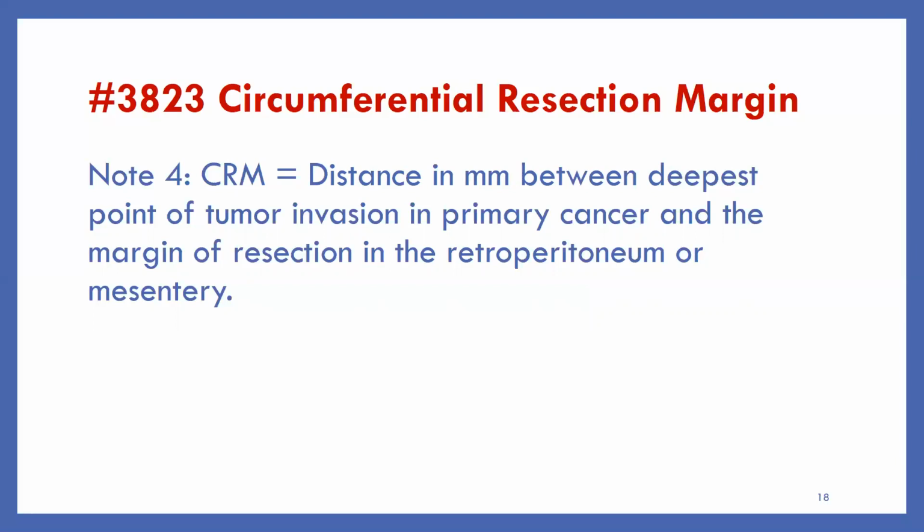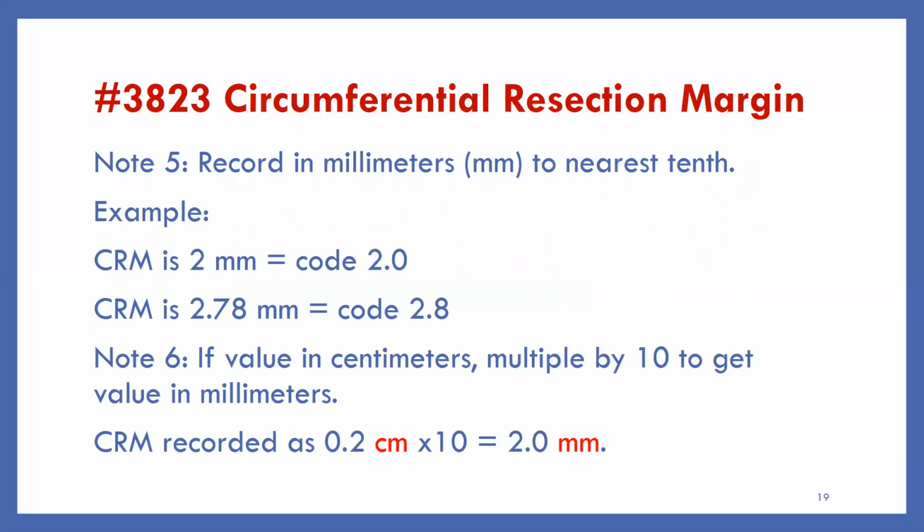So the circumferential resection margin is not the proximal end and not the distal end. Remember, we talked about that in the anatomy. So it's not the end-to-end margin. This is the circumferential margin around the tumor in the colon. So we'll take a look at a picture here in a minute.